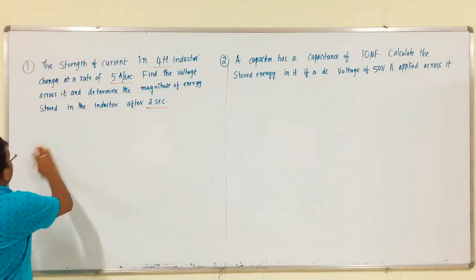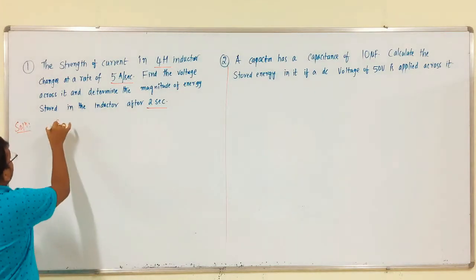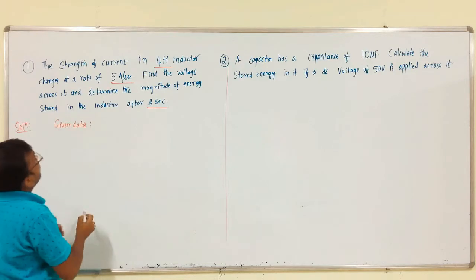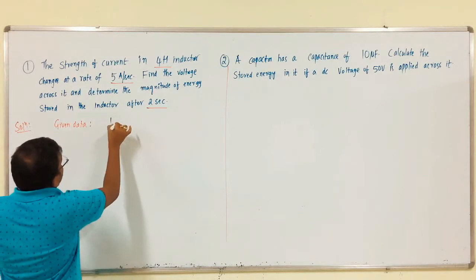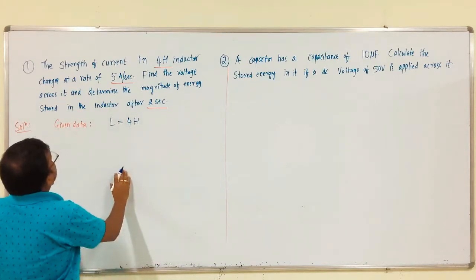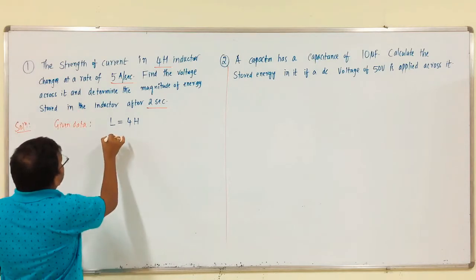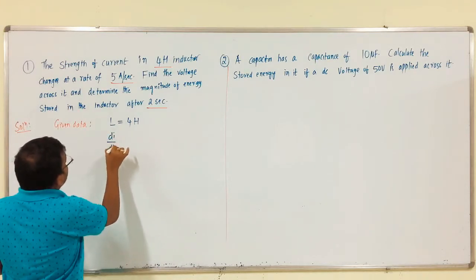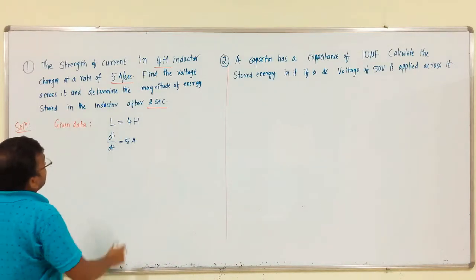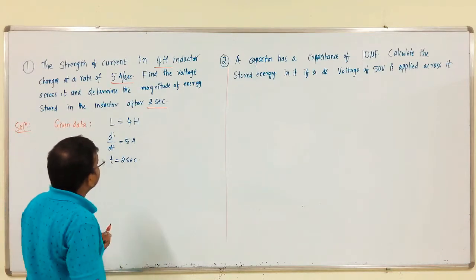Okay, before solving that, first we have to write the given data. Given data is: the value of the inductor is 4 Henry, and the current changes at a rate of 5 amperes per second, that is di by dt is equal to 5 amperes per second, and the time is given, that is 2 seconds.